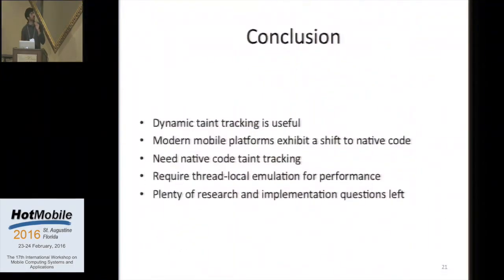So to conclude, hopefully I've convinced you that dynamic taint tracking is useful. We should think about it more than just about malicious apps. There are all these other cases where it might be useful. And if you want to do taint tracking on modern mobile platforms, we need to start thinking about doing native code taint tracking. Our position is that for really good performance, you require thread local emulation.